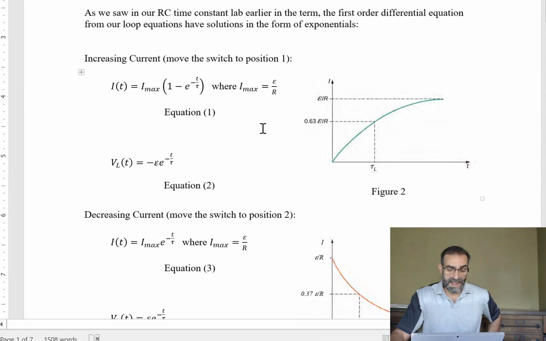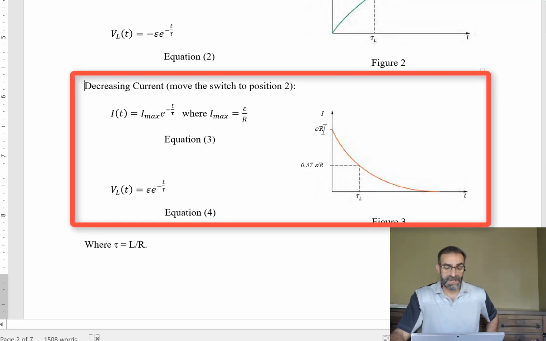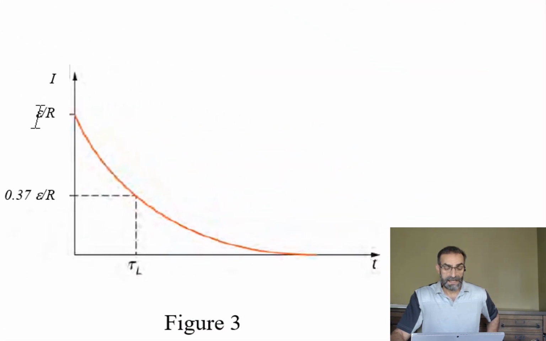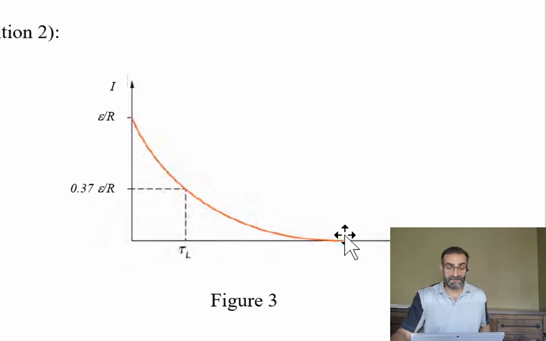That looks like this if we were to graph it. You had nice constant current flowing, and at t equals 0 here, you remove the battery. The current doesn't just drop to 0 instantly. It slowly decays to 0 over time as the inductor stops acting like a battery in that direction.